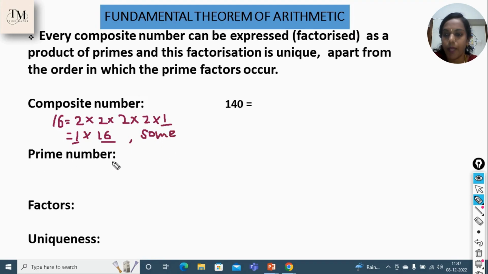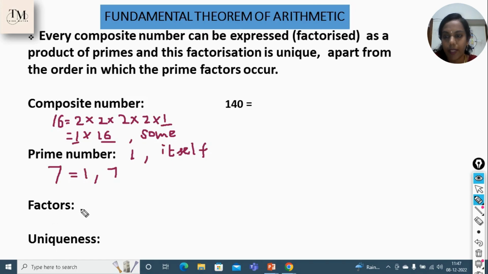So let us take prime numbers. A prime number is greater than 1 and divisible by only 1 and itself. Suppose I take the number 7. So 7 is divisible by 1 and 7. No other number divides 7. Such numbers are called prime numbers.